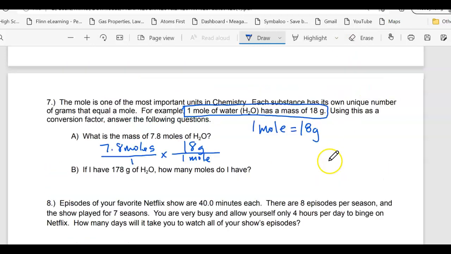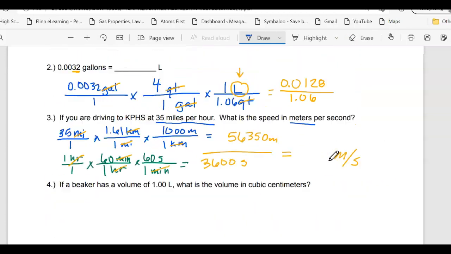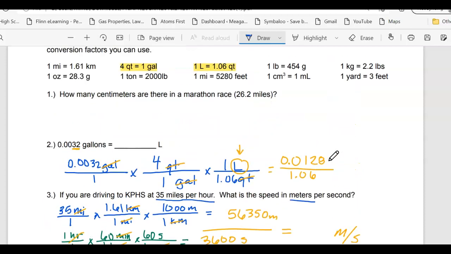Okay, so those are the ones that I was looking at. Those are the ones that I was trying to help you on, so that you can kind of get, maybe if you need that little bit of help, to finish everything up tonight, or to work on your homework.